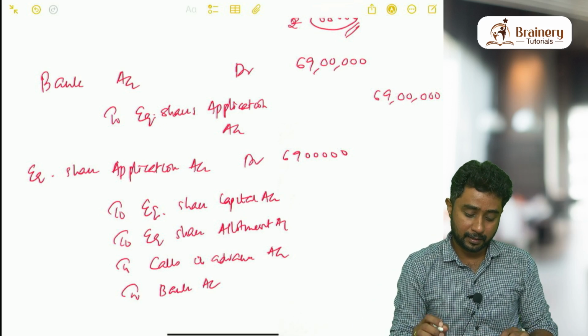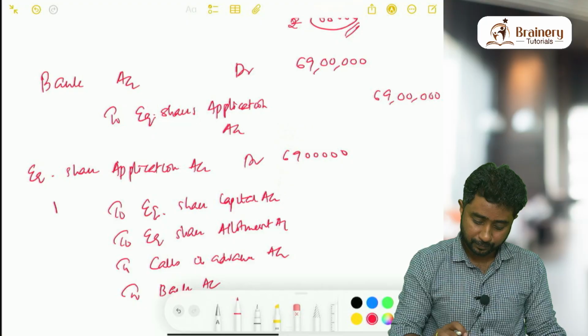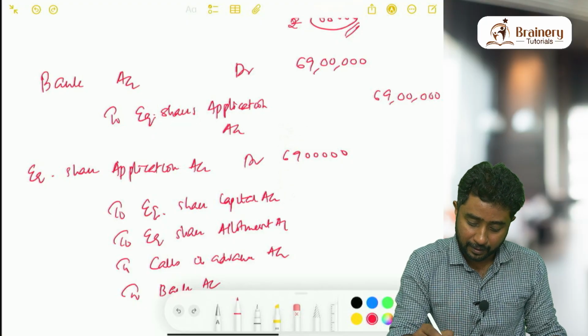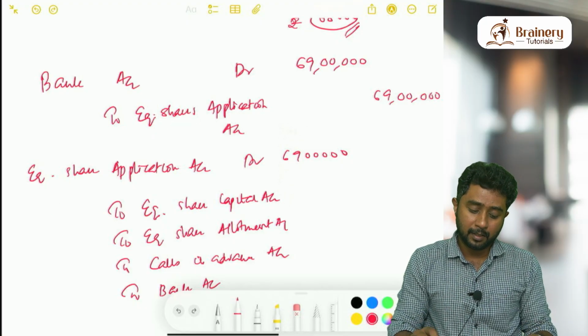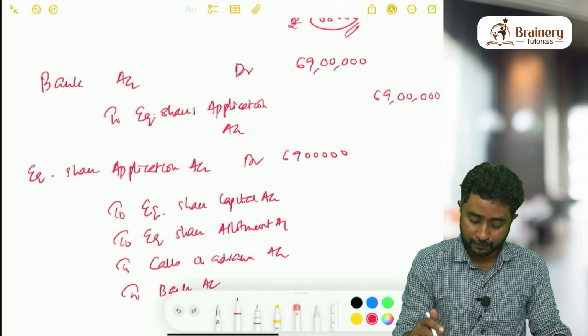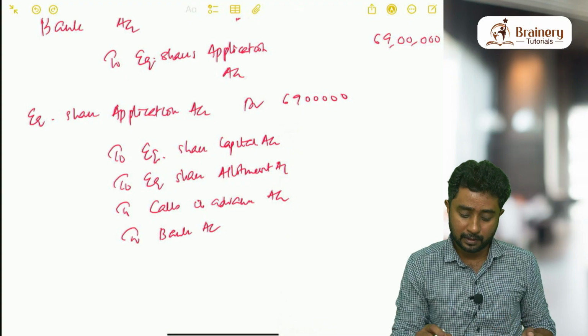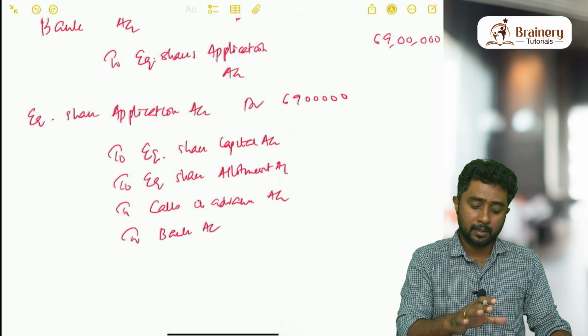So as we were discussing, equity share application account, you have to write 69 lakhs. I already wrote it. Then equity share capital account you have to credit. Equity share allotment entry I already have written. Equity share allotment account to calls in advance to bank account. So this much you have to write.